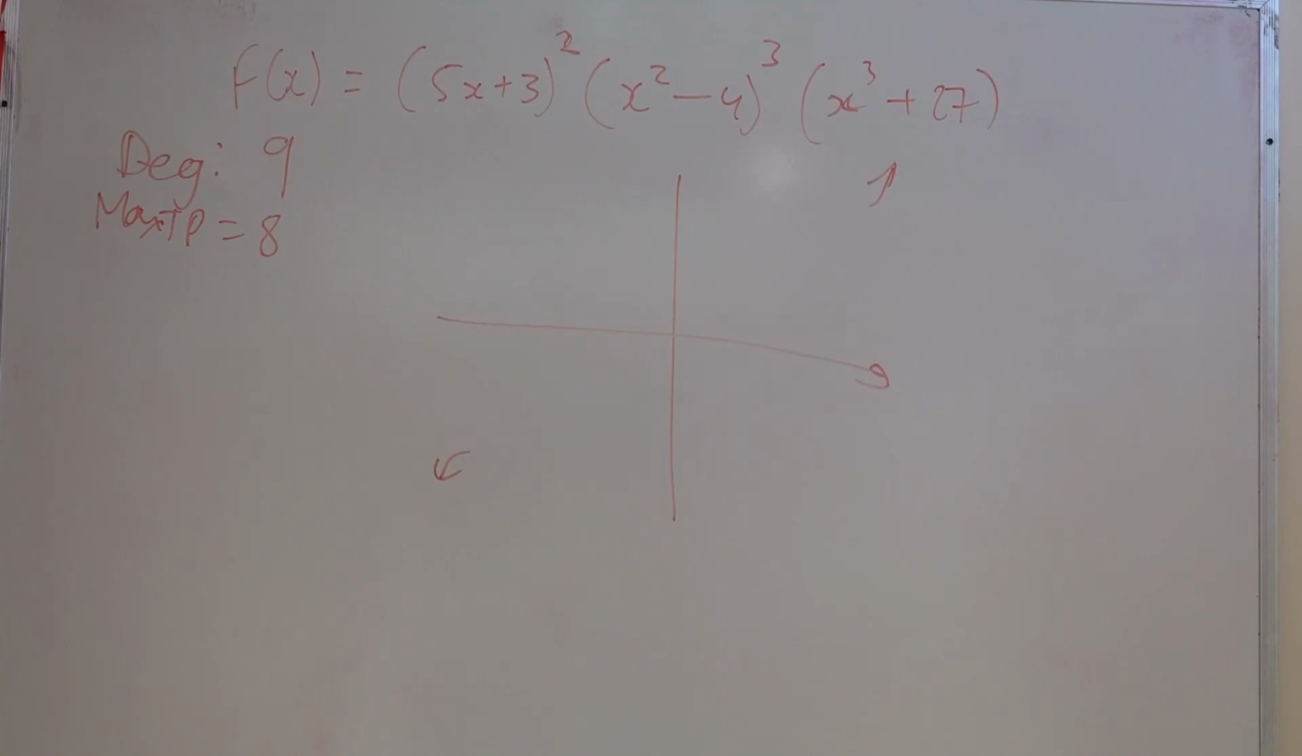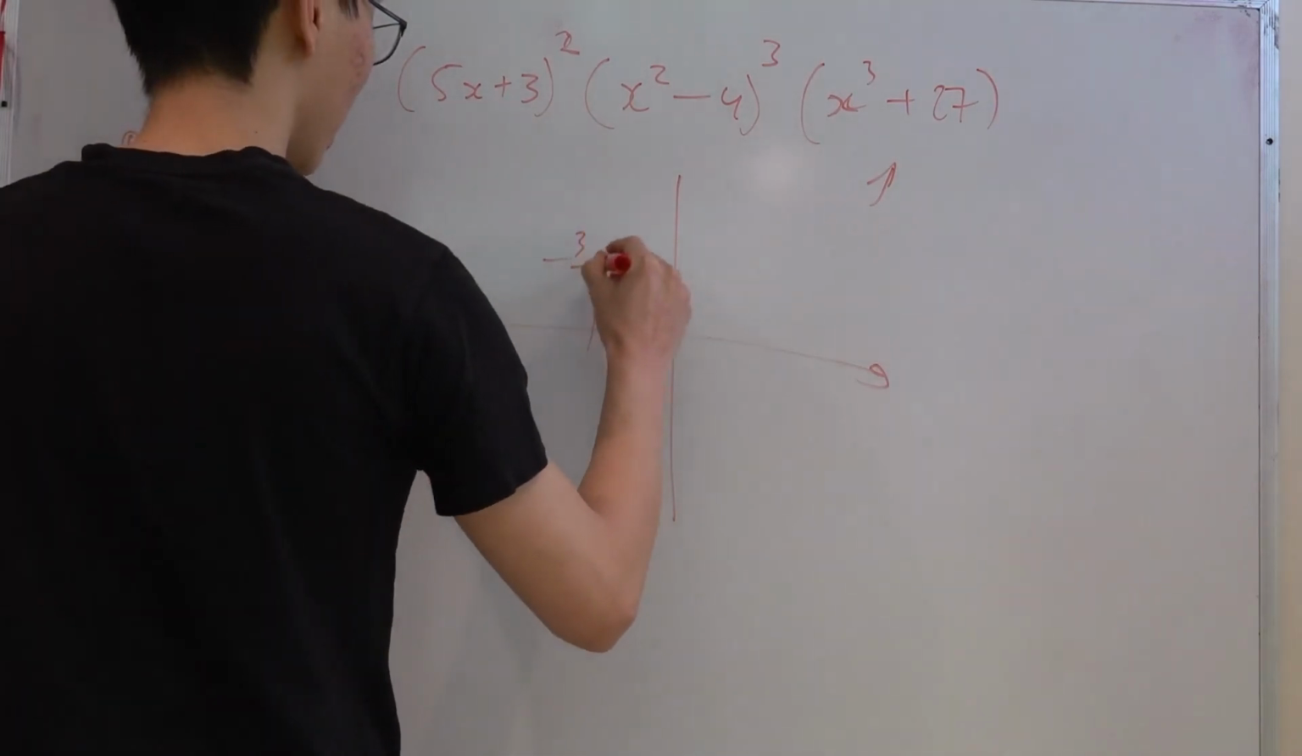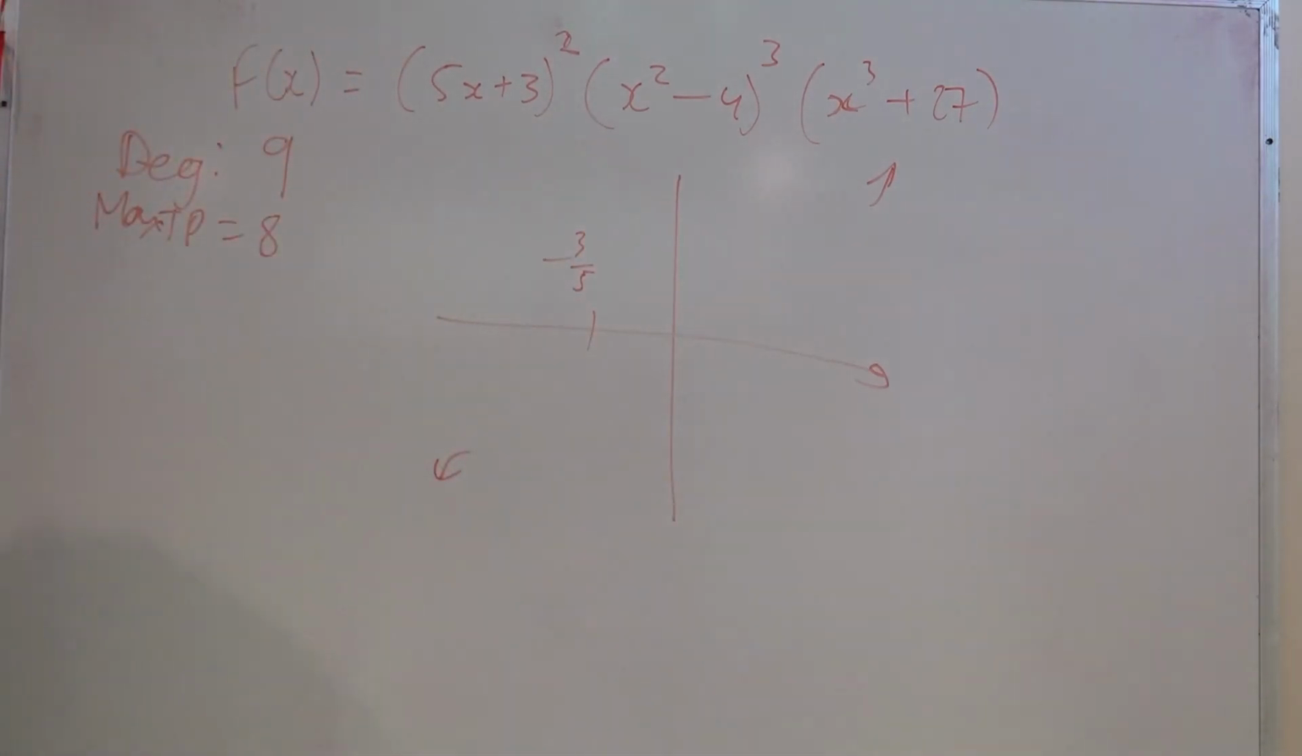Okay, now let's find the roots. 5x plus 3 is equal to 0. You solve that, you get negative 3 over 5. I don't know where that is. Let's put it here. Okay.